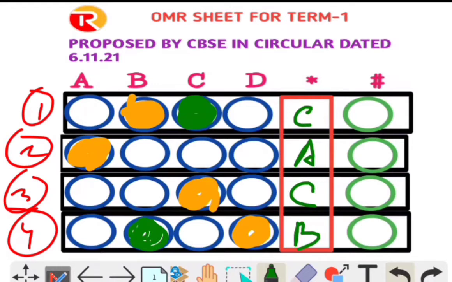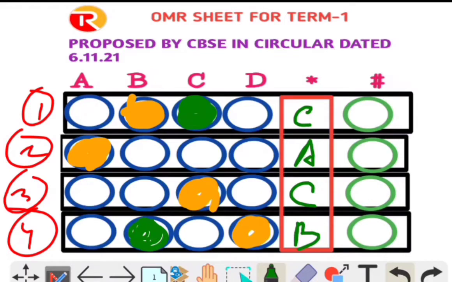What answer you have written in the star box, the teacher will pick up that only. But the answer that you have written in the star box must also be filled up. Suppose in the star box you have written option C, then in the C circle you have to fill it up also. You have to fill up the circle and write that option in the star box also. Both have to be done.